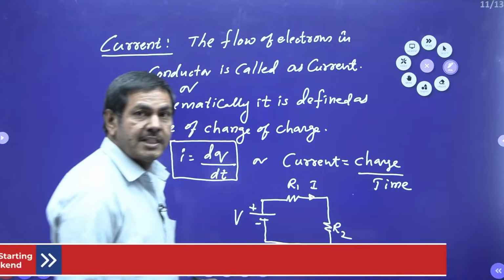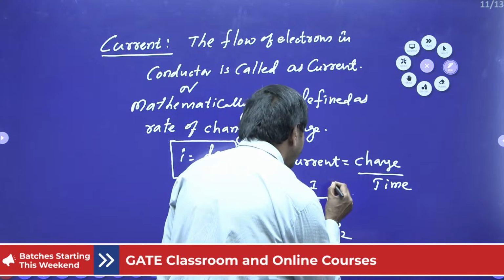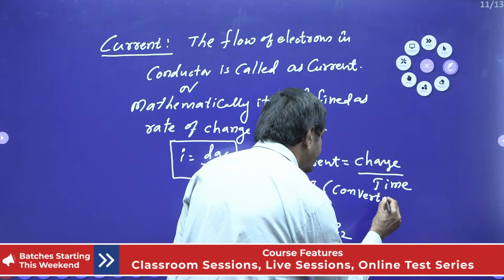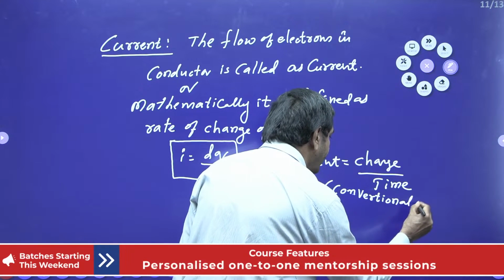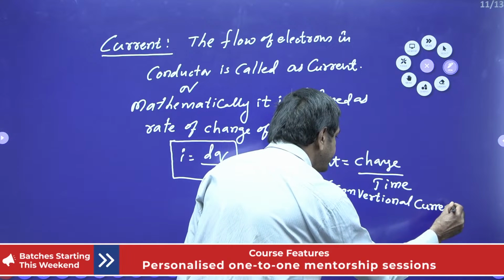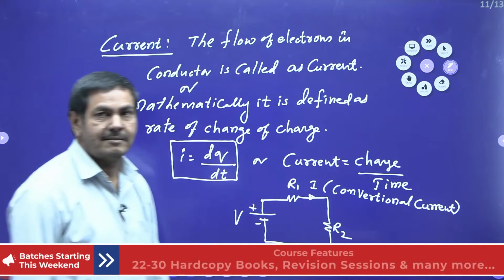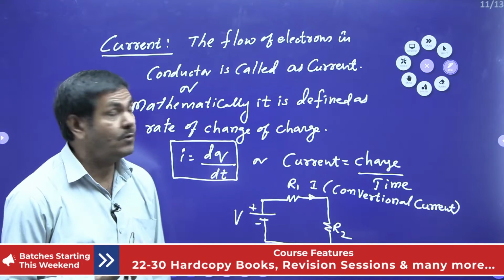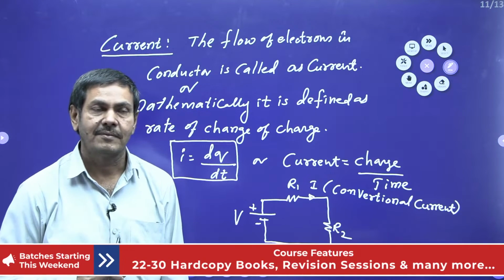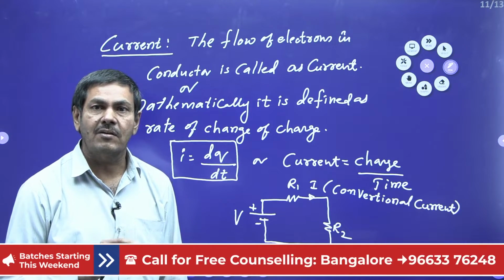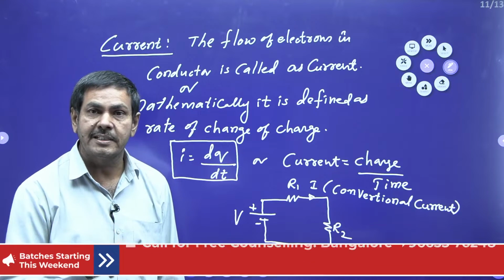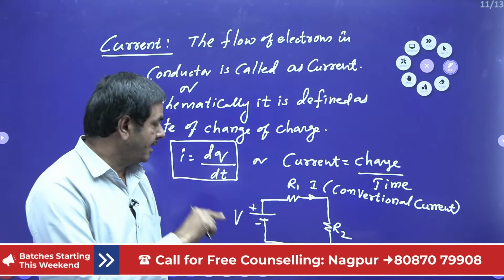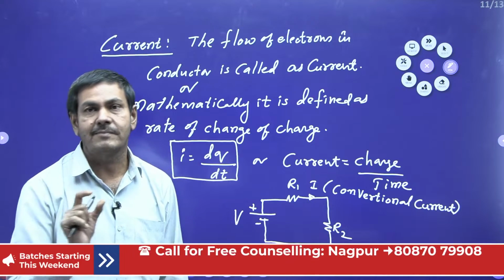The name given to this current I is conventional current. But actually, look at the definition of current: flow of electrons is current. Flow of electrons means electrons move from the positive terminal to the negative terminal, or do electrons flow in the circuit from the negative terminal to the positive terminal? That is very important.